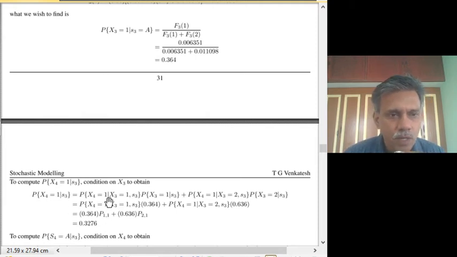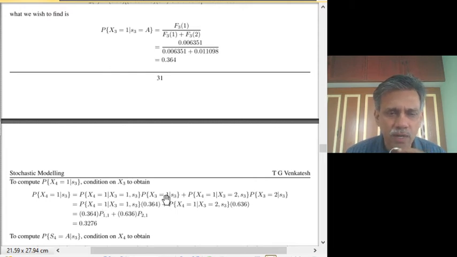Now, what is this one? Probability x4 equal to 1 given S3 equal to 1, comma S3, and so on. Well, you know that once you know the state at the third time, the state at the fourth time is given by the transition probability. Signal will have no more role in that one. So that is given by P11, 1 transition.